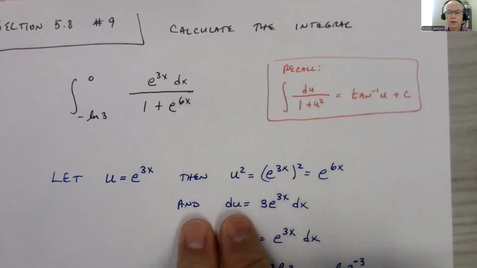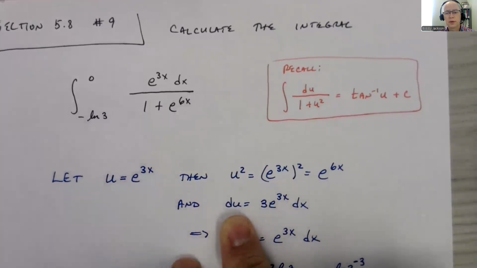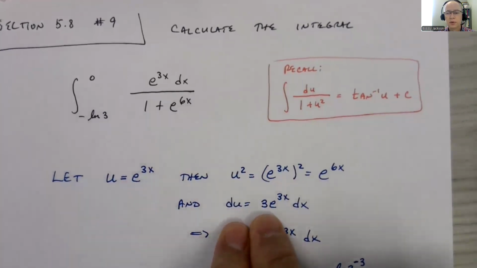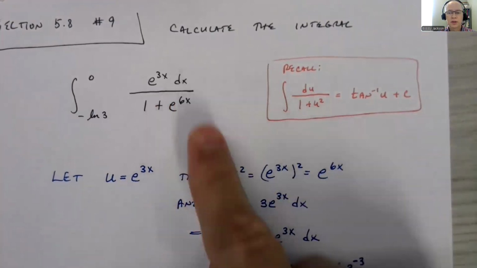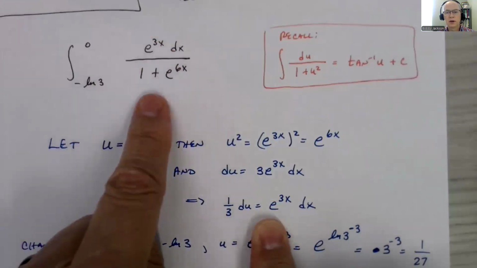And then also further, when I take the derivative of e to the 3x, it's a chain rule. We have the derivative of the outer function e to the 3x times the derivative of the inner function 3x, which is 3, gives me 3 e to the 3x. So du is 3 e to the 3x dx. Now I've got an e to the 3x dx up top. That's great. Just multiply both sides by 1/3. And we have everything covered in our integrand.